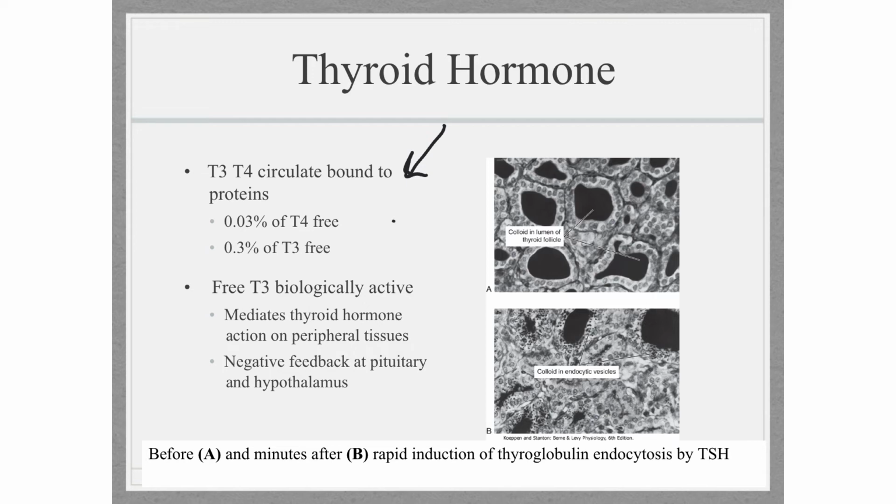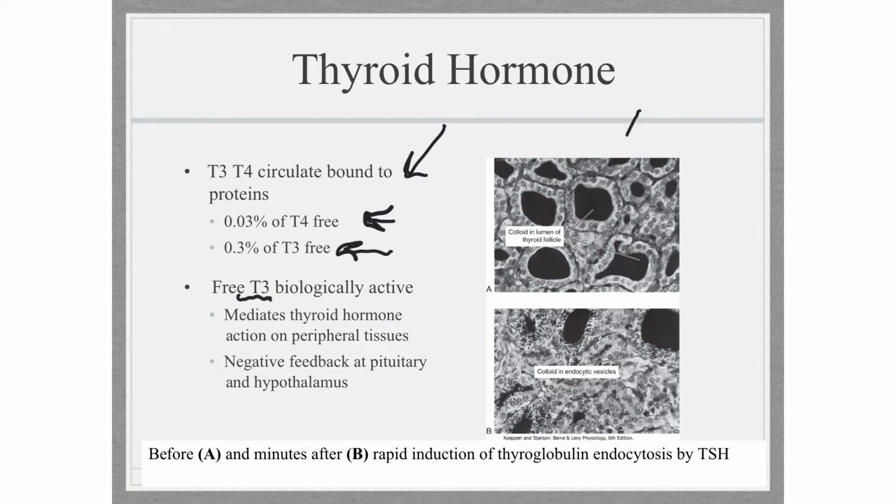About 0.03% of T4 is free in the body, and 0.3% of T3 travels free in the body. And again, T3 is what is biologically active. So in order for T3 to go and bind to a tissue, it has to remove itself or pop off of the protein so that it can go enter the tissue.